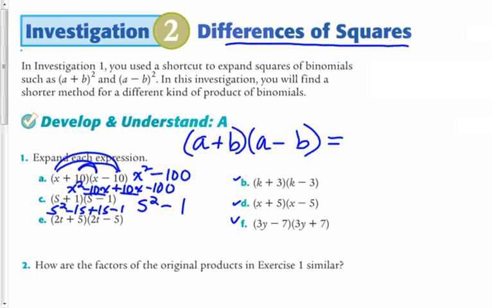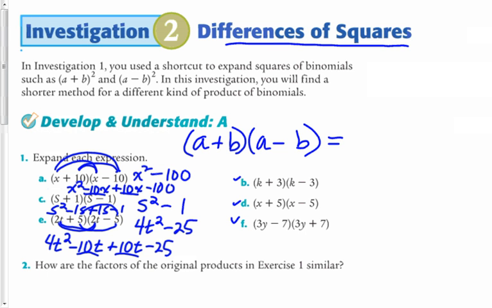Let's do one more and just see what happens. 2t times 2t is 4t squared. The outside, 2t times negative 5, is negative 10t. The inside is 5 times 2t, which is 10t. And the last 2, 5 times negative 5, is negative 25. Again, we get 0 when we add those 2 together, so we get 4t squared minus 25. So this is a special case where we multiply 2 binomials, and we end up with a binomial because we end up with 2 terms that are opposite.